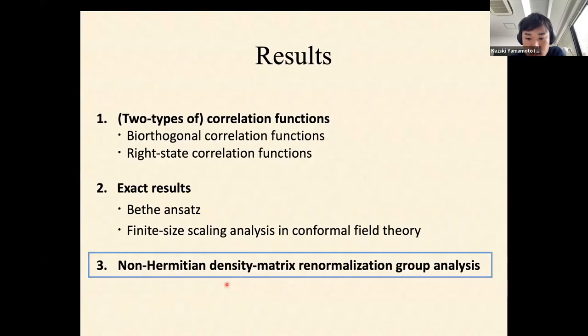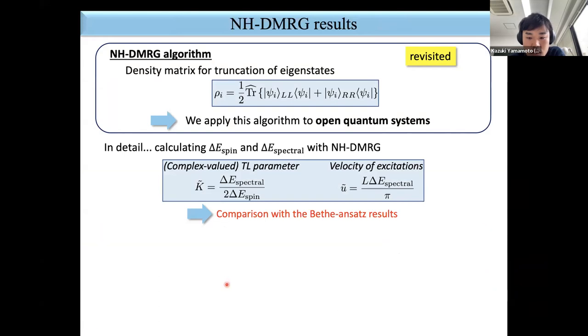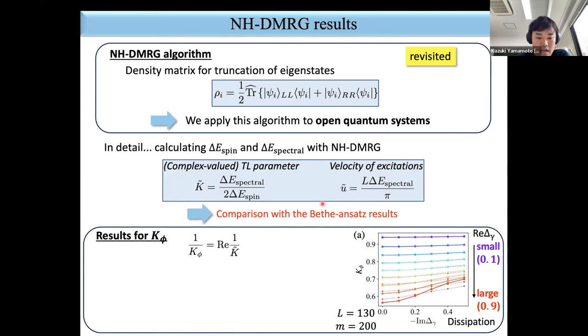Okay, let me go back to this part. In detail, in the DMRG calculation, we first calculate the spin gap and the spectral gap with non-Hermitian DMRG and obtain the complex values of the Tomonaga-Luttinger parameter and the velocity of excitations. We then compare them with the Bethe ansatz results. Okay, this is the result for K phi, which is given by the reciprocal of the real part.